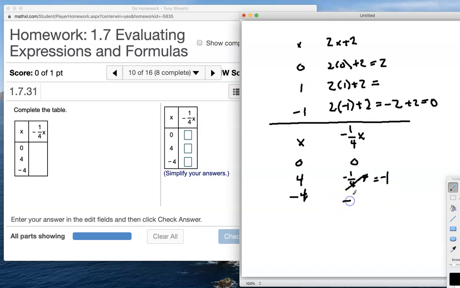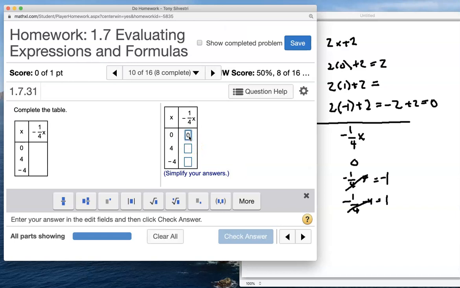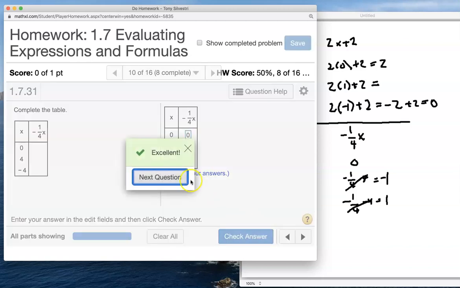And if I plug in negative 4, the 4's cancel, leaving you with a negative. That negative doesn't cancel. Negative and negative is a positive 1. Okay, so we've got these numbers: 0, negative 1, 1. Simplify. Check. There you go.